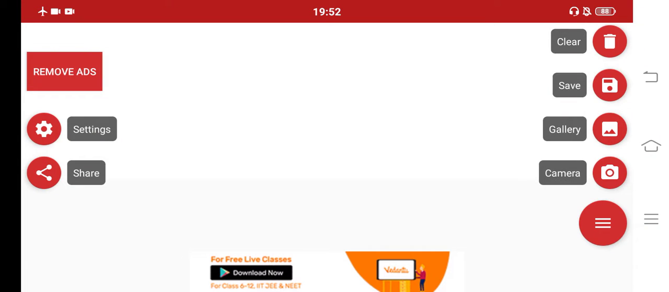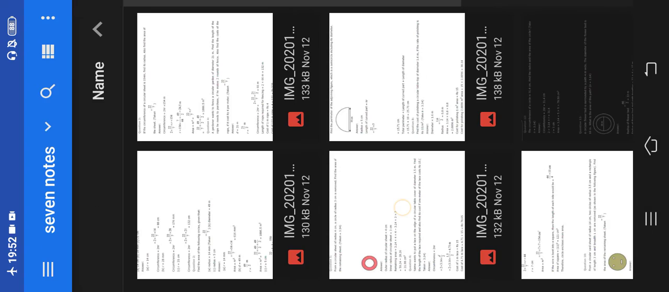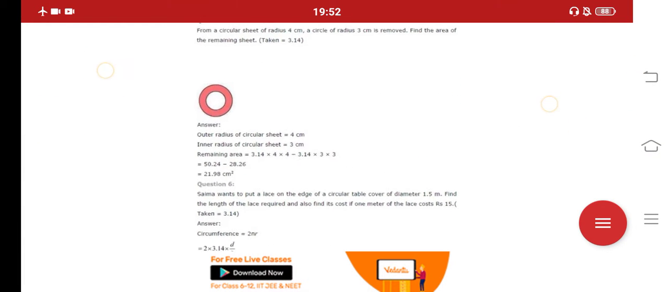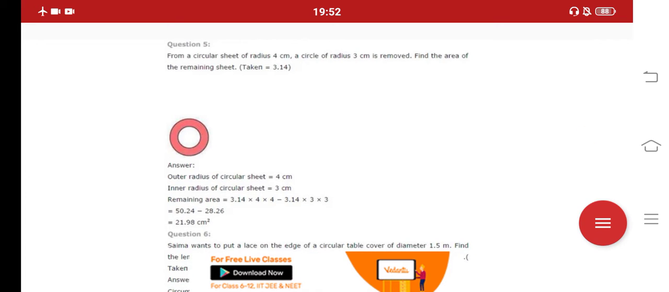So let us see question number 5. This is our question number 5. So see here what is given. From a circular sheet of radius 4 centimeter, a circle of radius 3 centimeter is removed. Find the area of the remaining sheet.